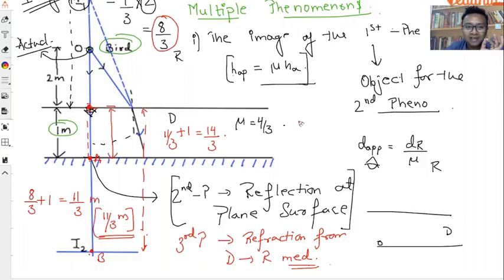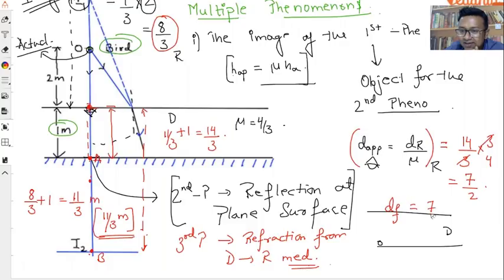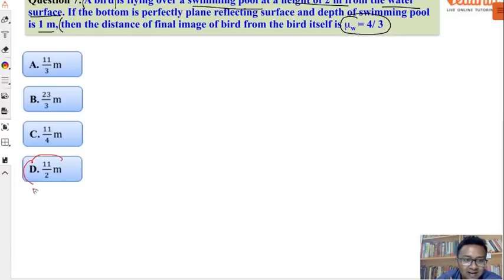Now let us focus on coming to a closure for this question. For the refraction from the denser to rarer medium, D apparent is going to be D real, which is nothing but 14 by 3, divided by mu, which is 4 by 3. So this is 14 by 4, which is nothing but 7 by 2. So 7 by 2 is the depth from here. Somewhere maybe out here it will come to. Plus they have asked us the distance from the bird itself, so you add another 2 meters. The final distance is 7 by 2 plus 2, which is nothing but 11 by 2 meters, students. We look at the options here, and this is what we get. This is the distance of the final image of the bird from the bird itself.